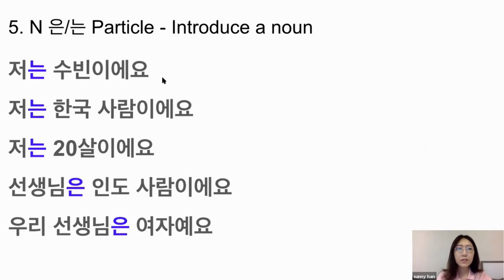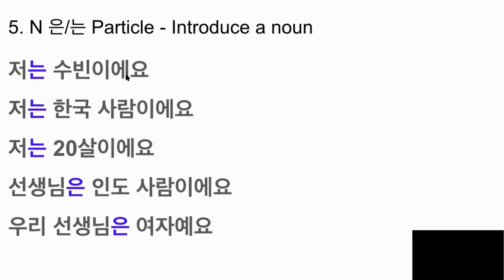그다음에 so we're gonna practice again. So Subin is a name, someone's name. So I'm Subin. My name is Subin. I'm Subin. 저는 수빈이에요. So 은는 is for introducing yourself or a noun. Okay. 저는 수빈이에요.